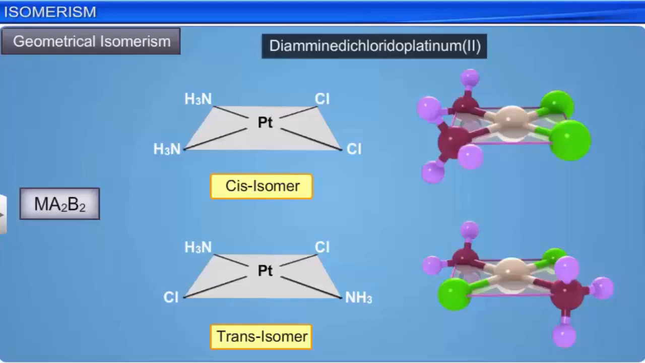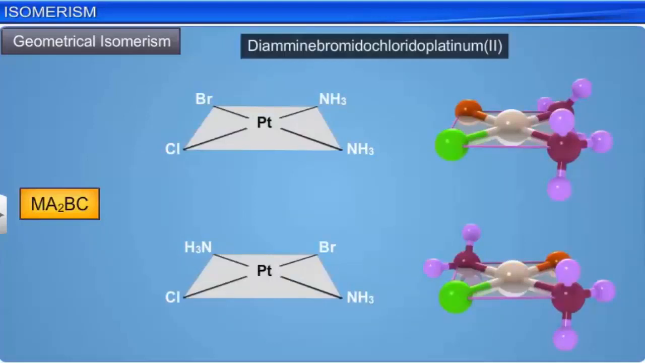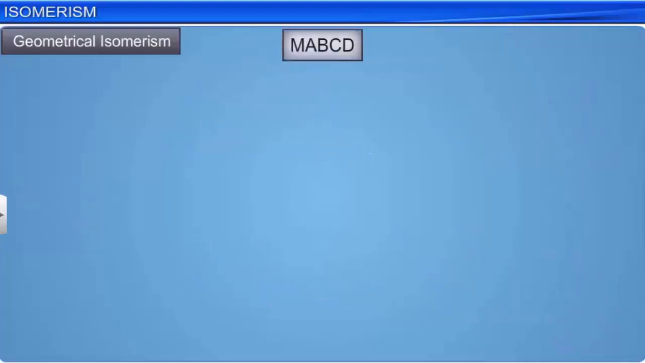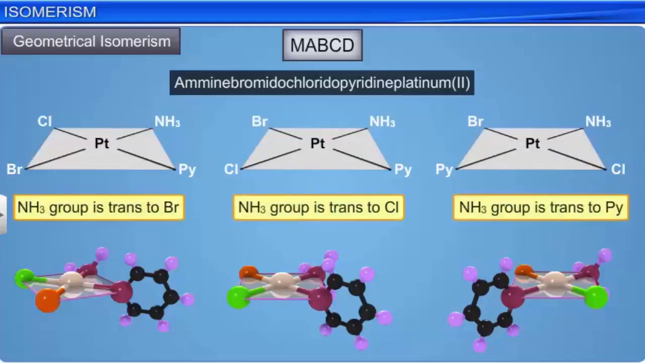The second complex is of the type Ma2bc. Diamminebromidochloridoplatinum(II) is an example of this type of complex. Another type of square planar complex is the Mabcd type. Platinum(II) forms a number of complexes of this type. Such complexes exist in 3 isomeric forms. For example, amminebromidochlorido-pyridineplatinum(II). The 3 isomers of this complex can be seen here.